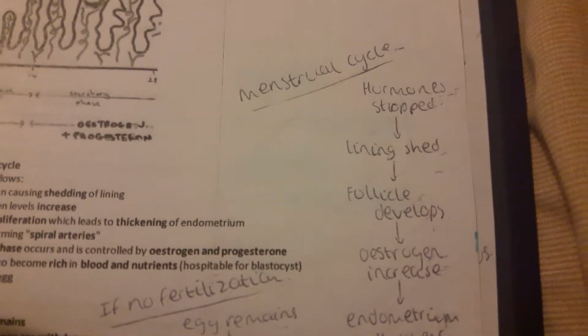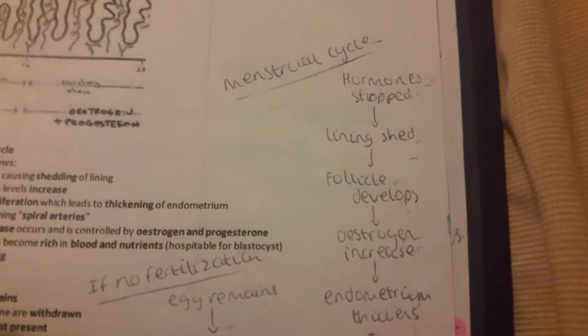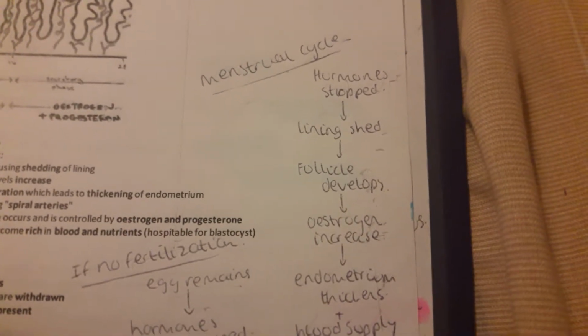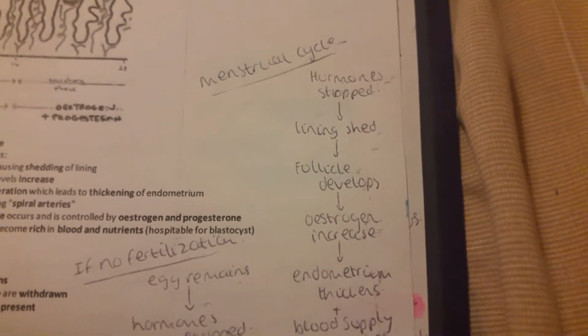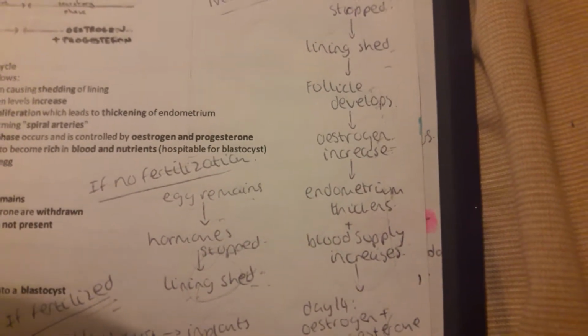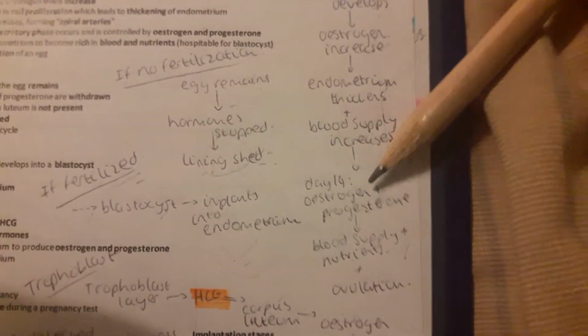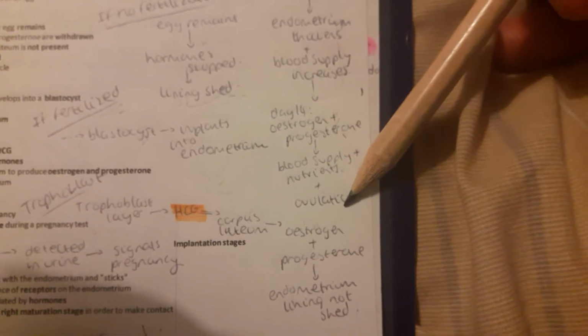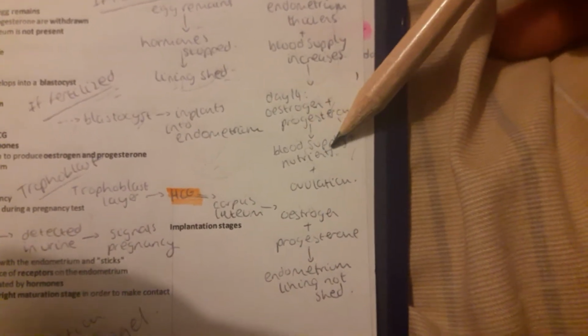So when the hormones are stopped and the lining is shed, as the follicle develops, estrogen levels increase. This causes an increase in cell proliferation, which leads to thickening of the endometrium, and the vascular supply increases, forming spiral arteries. At around day 14, the secretory phase occurs, and this is controlled by estrogen and progesterone. Now what this does is it conditions the endometrium to become rich in blood supply and nutrients. Estrogen also causes ovulation of an egg.